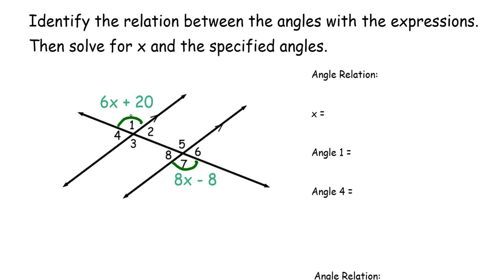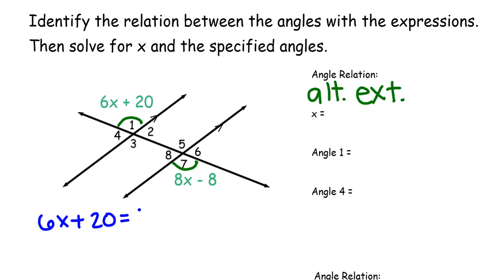Okay, so again, notice they're on the outside of these parallel lines, and they've switched both the parallel line that they touched and they've crossed the transversal. So this is an alternate, which I'm going to abbreviate as ALT, exterior angle, which I'm going to abbreviate as EXT. Okay, if I want to solve these, what I'm going to do is I'm going to set those two expressions equal to each other. So 6x plus 20 is going to be equal to 8x minus 8.